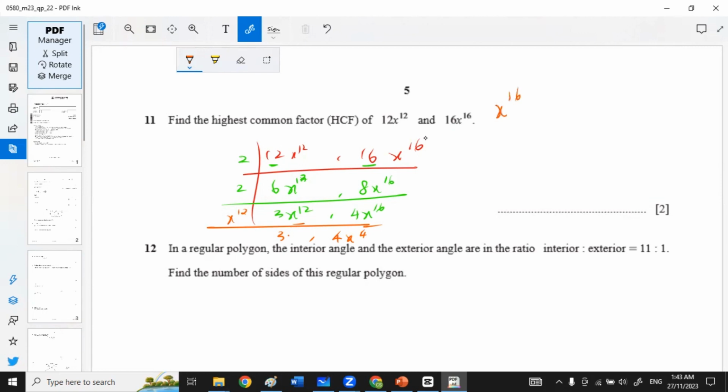So for the x indices, you divide, you minus the power. So the highest common factor will be here, 2 times 2. Highest common factor is equal to 2 times 2 times x to the power of 12, that's equal to 4x to the power of 12.